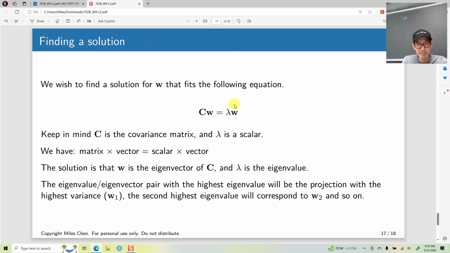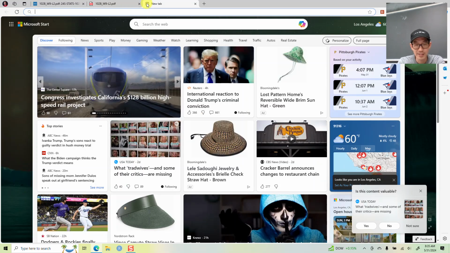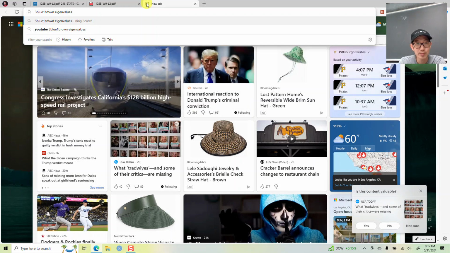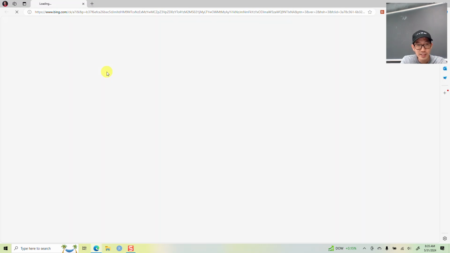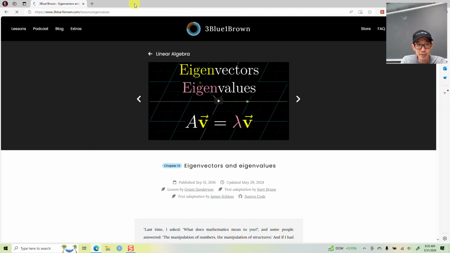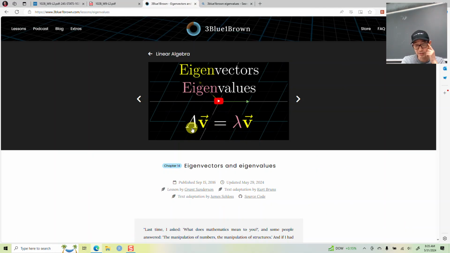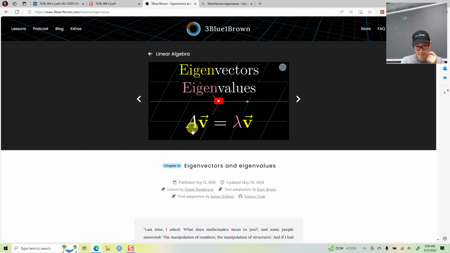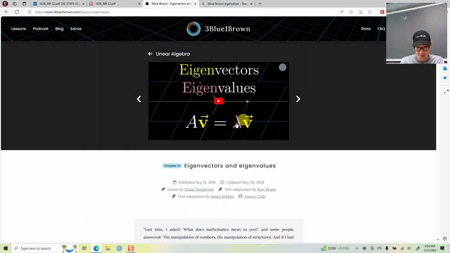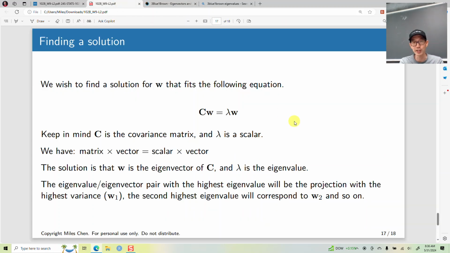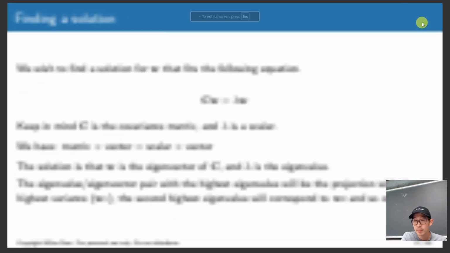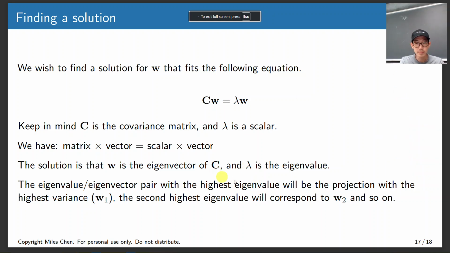And again, look up 3Blue1Brown, eigenvectors and eigenvalues. This is a great lesson, okay? So we have Av equals lambda v. This is matrix times vector is equal to scalar times vector. Watch this video for just a quick refresher on that, okay?